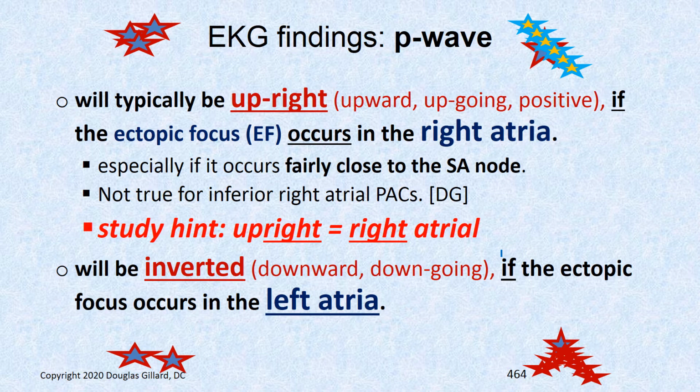Typically, these things tend to be upright, upward, upgoing, positive, if the ectopic focus is in the right atria. So just remember in GI, we said right was wrong. Sleeping on the right side is wrong because we talked about the fundus and how that catches. But it's the opposite here, upright, right. So if an ectopic foci occurs in the right atria, it's going to be upright. So right and right go together. Okay, all right. So study hint, upright equals right. It will be inverted if the ectopic focus occurs in the left atria. So if it occurs in the right atria, it'll be upright. If it occurs in the left atria, it will be inverted. Got it?